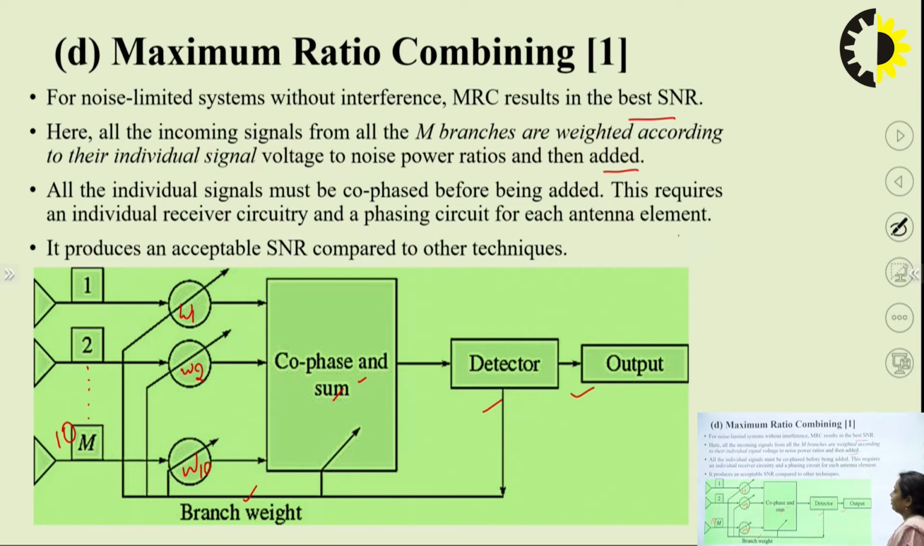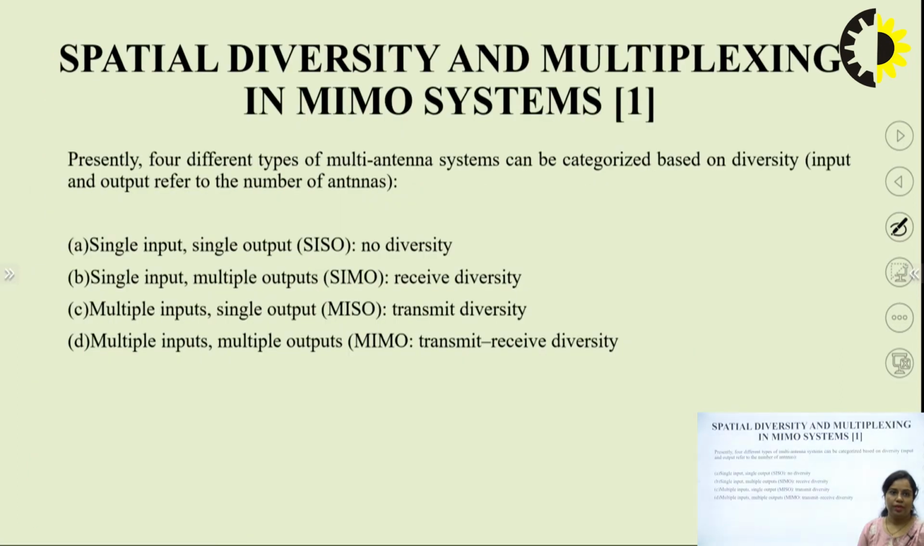This requires an individual receiver circuitry and a phasing circuit for each antenna element. So it produces an acceptable signal to noise ratio compared to the other techniques. So this is the maximum ratio combining, MRC, technique which is being used over here. Now next one is the spatial diversity and multiplexing in MIMO systems. So we have discussed this diversity.